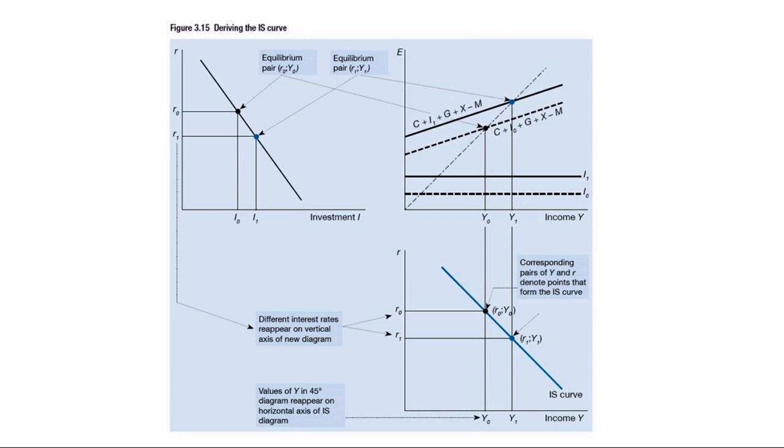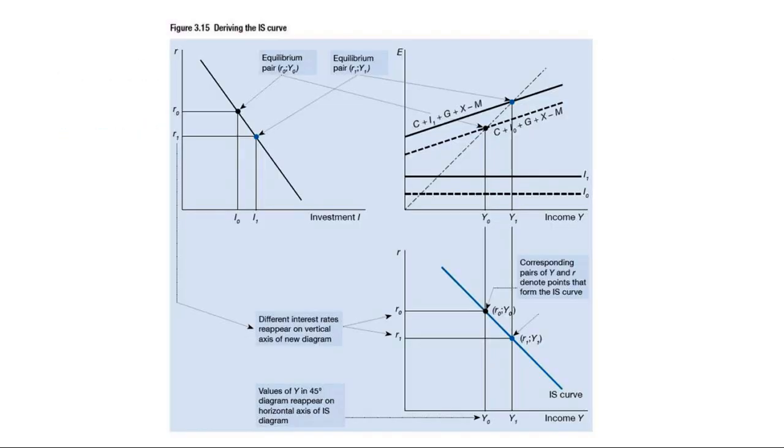Now, the trick to deriving the IS curve is to say, for this rate of interest R0, there is an associated level of investment I0, which is also associated with a macro equilibrium at Y0. So that gives you a point on a new graph over here at the interest rate R0 and the level of income Y0. That's a point in this space where you have interest rates on the vertical axis and income on the horizontal.